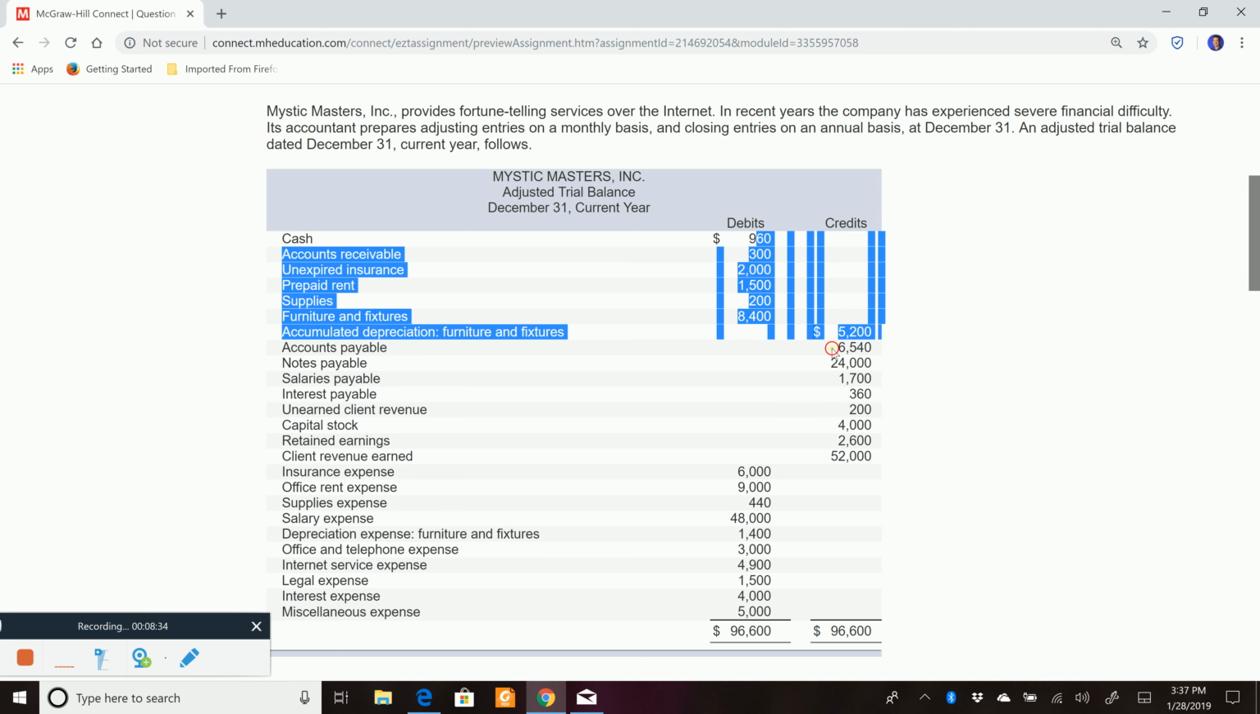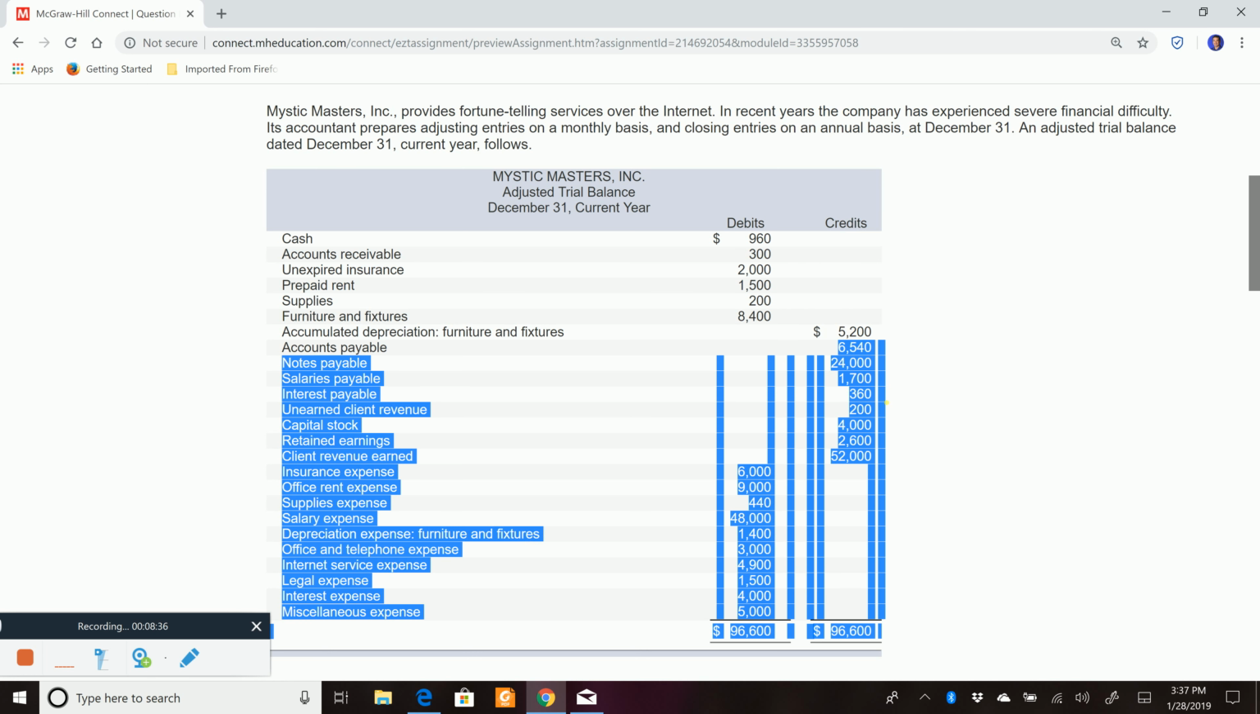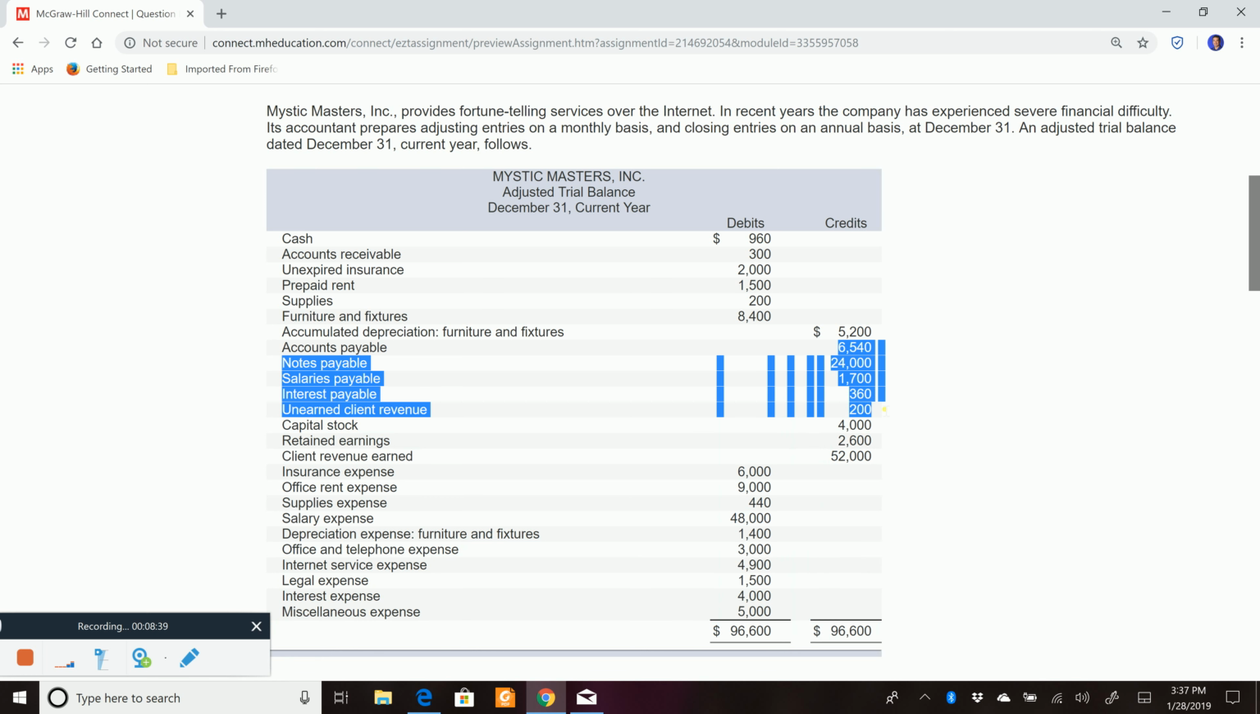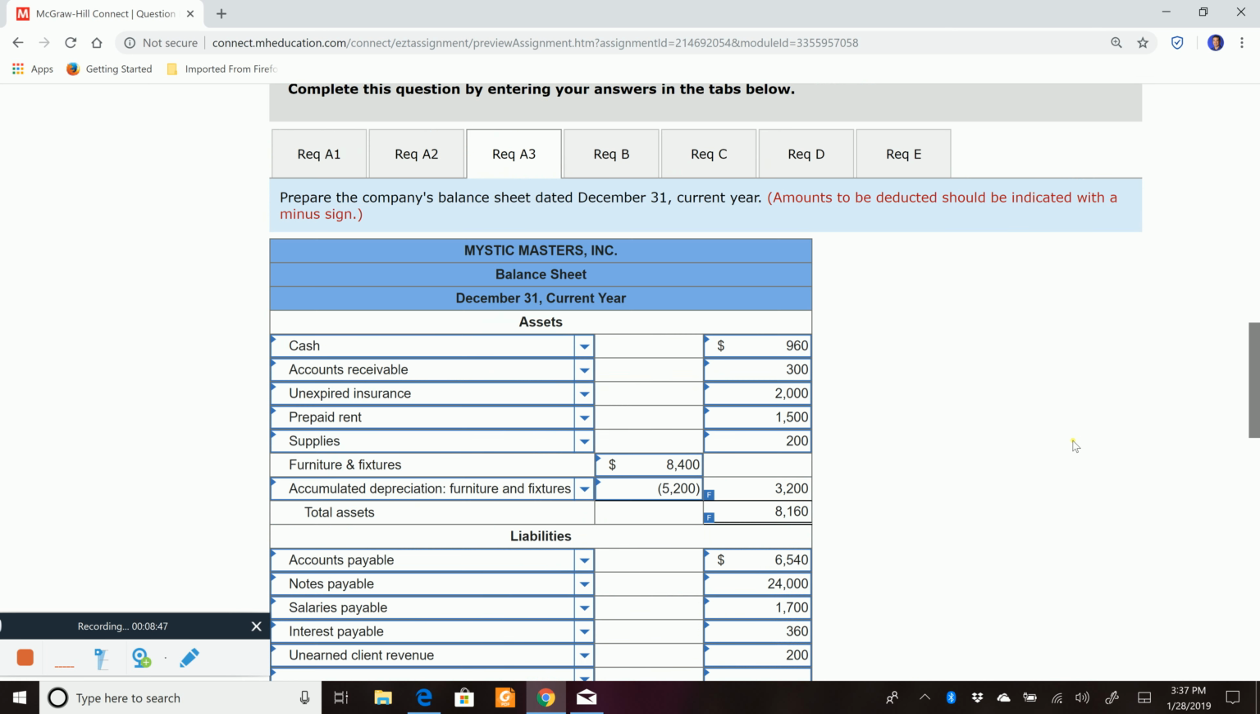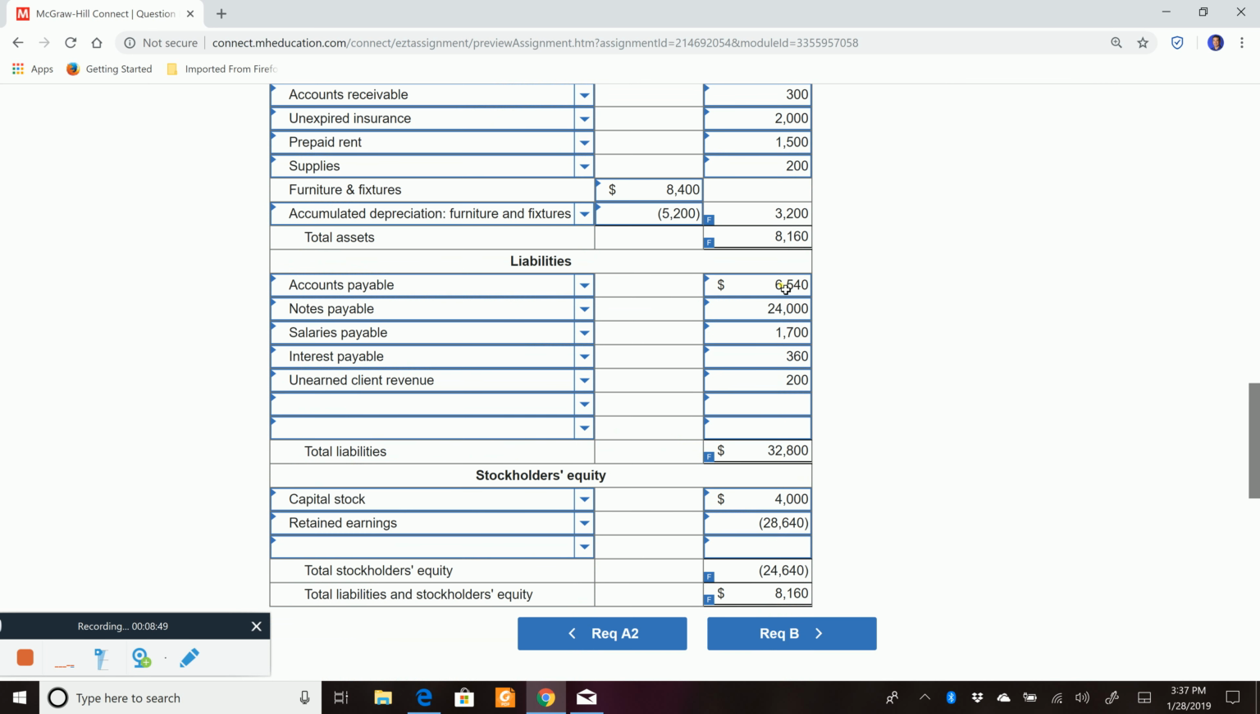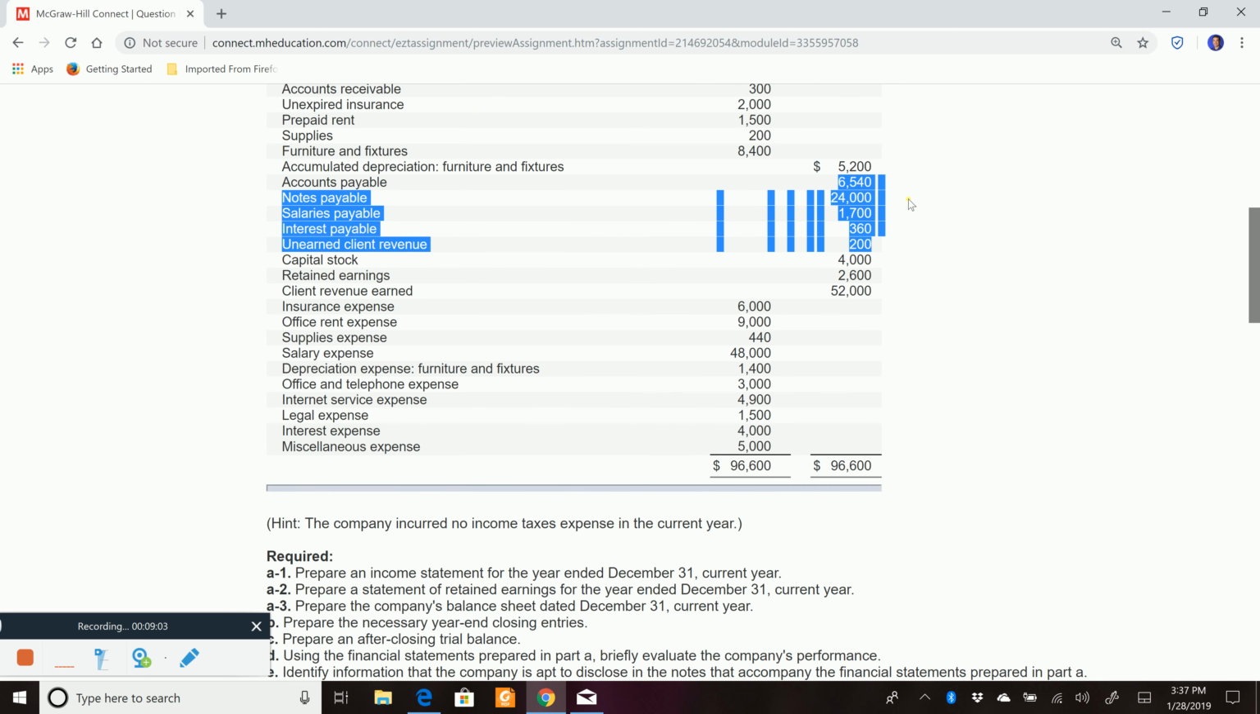Now we have liabilities, which are going to be these five numbers right here. We have accounts payable, notes payable, salaries payable, interest payable, and unearned revenue. They make up the liabilities. Here are the numbers. 1, 2, 3, 4, 5. Accounts payable, notes payable, salaries payable, interest payable, and unearned revenue for a total of $32,800. Here they are, 1, 2, 3, 4, 5.